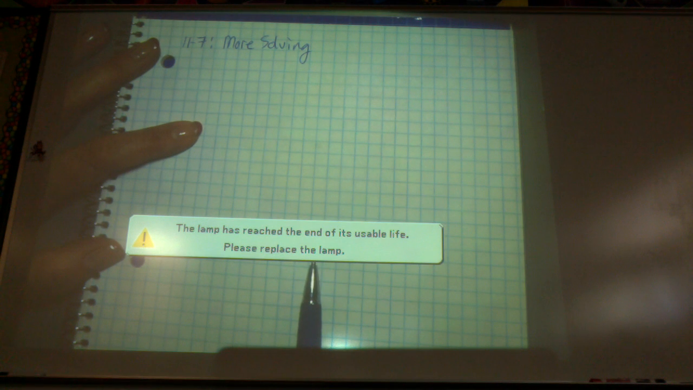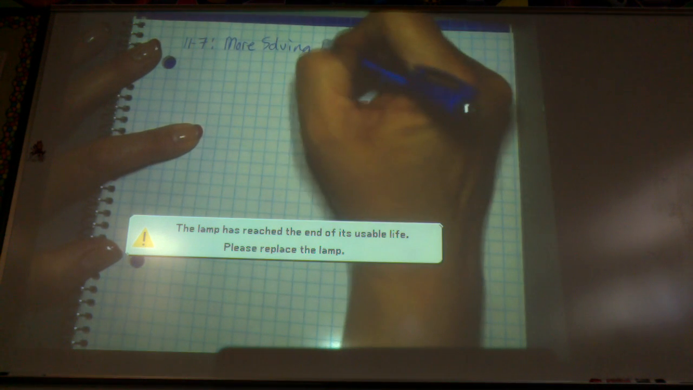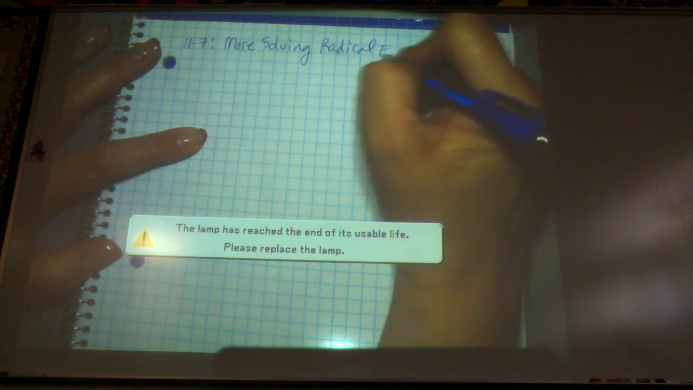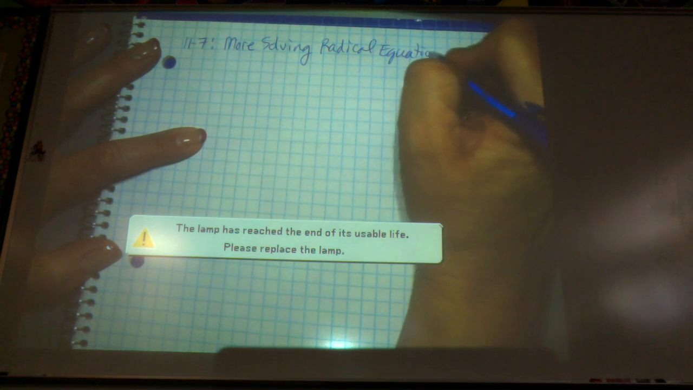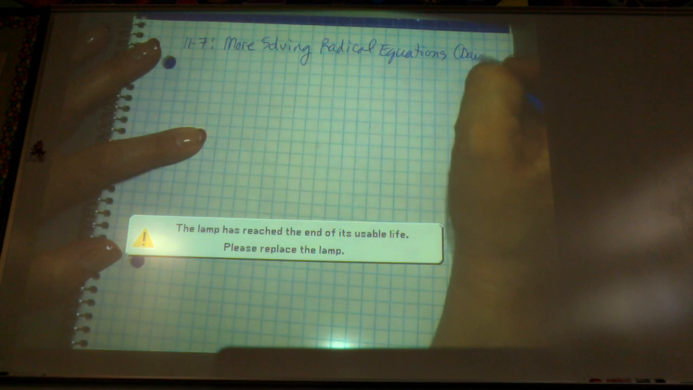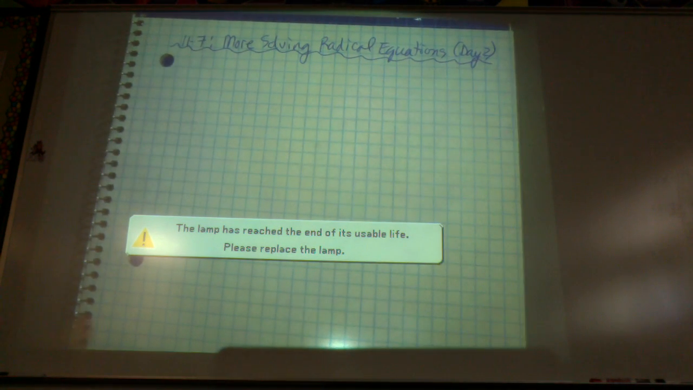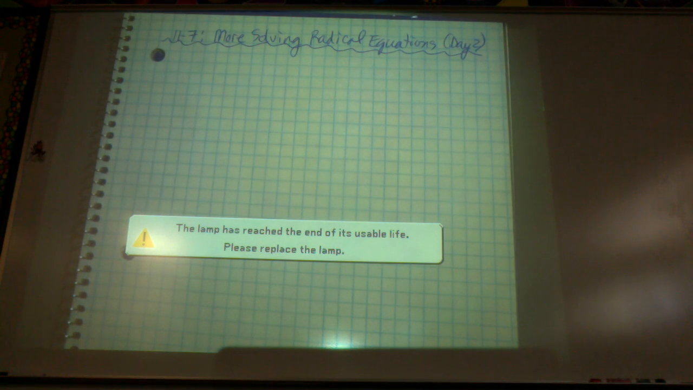Sorry. More solving of radical equations. Day 2. So same concepts as day 1, but they're going to get a little harder.